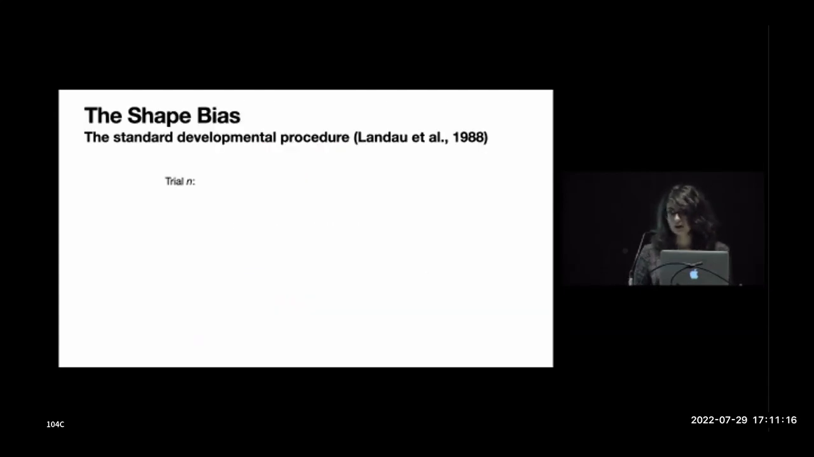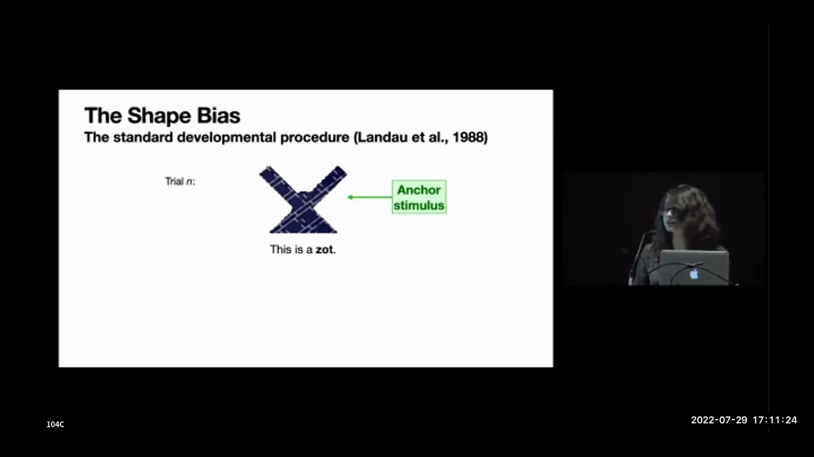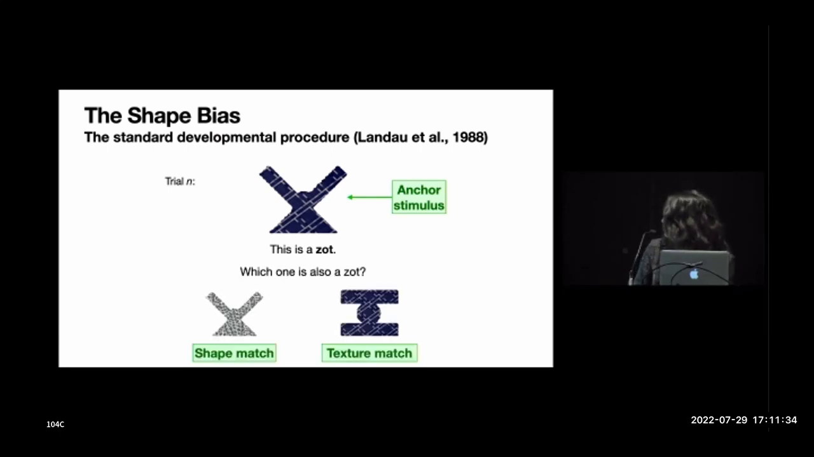learning. So the standard developmental procedure for measuring shape bias involves a number of trials in which a participant is first presented with an anchor stimulus consisting of a novel shape and texture and some nonsense label like DAX or ZOT. This is followed by additional stimuli that match the anchor either in shape or texture, but not the other dimension. The participant is then asked which of these additional stimuli belong to the same category as the anchor. And the selection of the shape match at levels above chance across a number of trials indicates a shape bias.